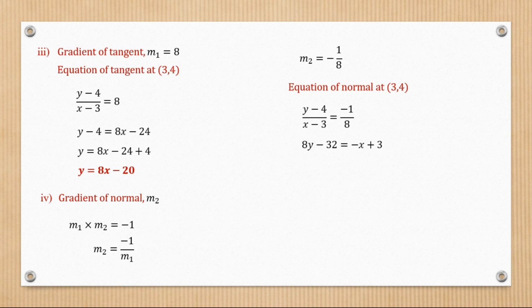Then if I cross multiply, I'll have 8y - 32 being equal to -x + 3, of which if I make 8y the subject, 8y shall be equal to -x + 3 + 32. And then 3 + 32 shall give me 35. Divide both sides by 8 and I'll have y being equal to -x/8 + 35/8, and that shall be the equation of the normal at point P.